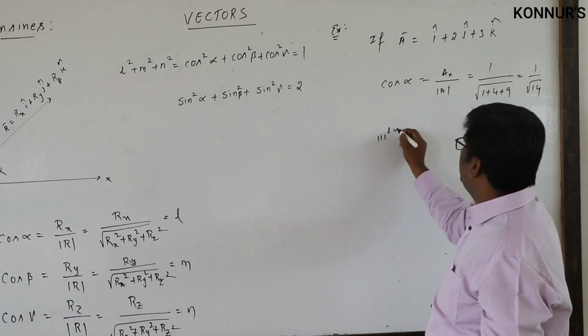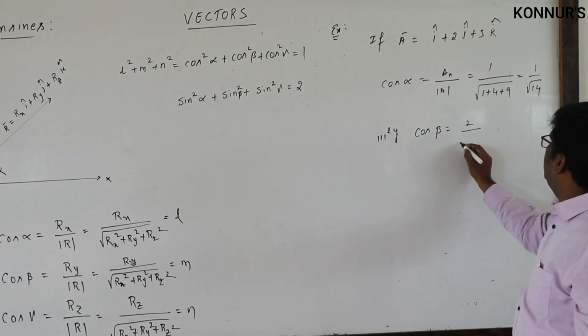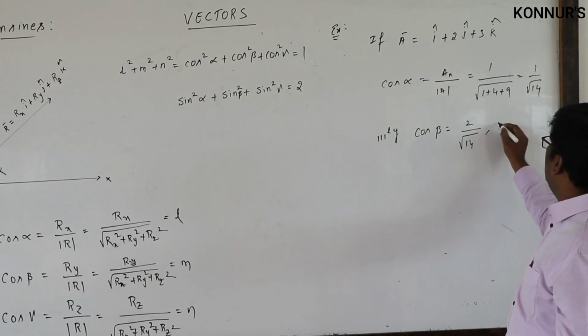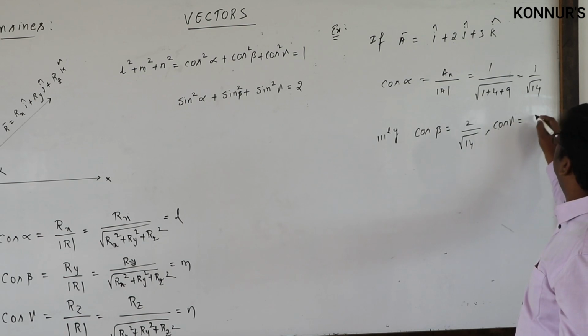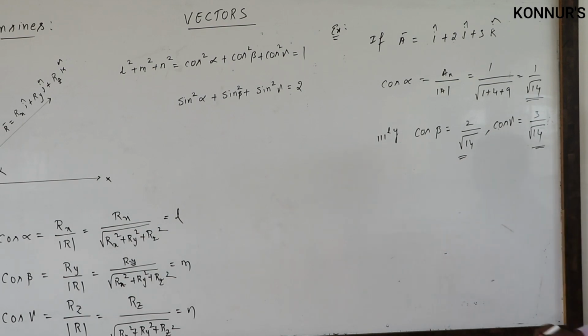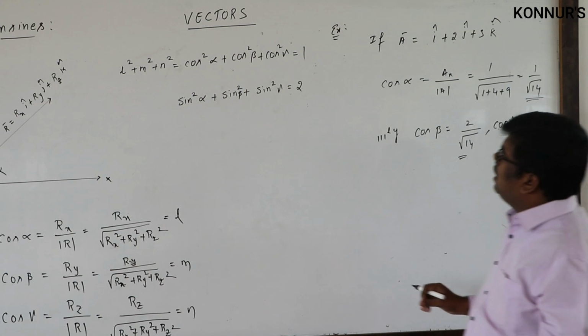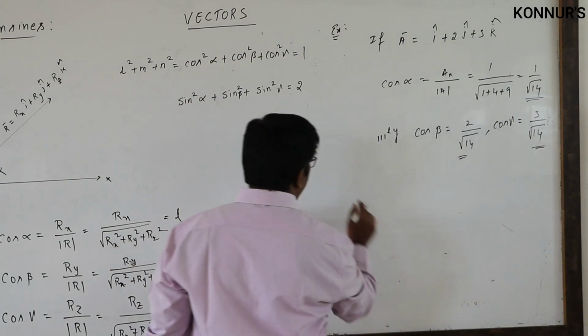Similarly, you can write cos beta equals 2 by root 14 and cos gamma equals 3 by root 14. This 1 by root 14, 2 by root 14 and 3 by root 14 are the direction cosines of this vector. Or else we can take one more example here.